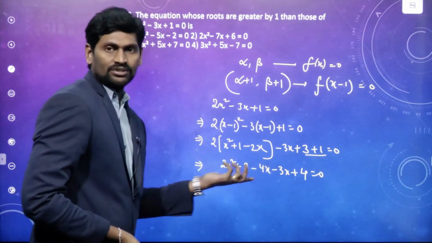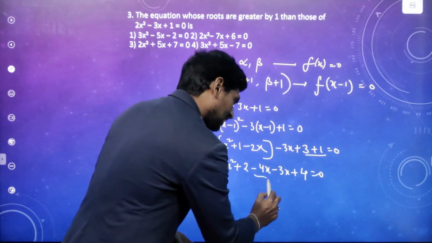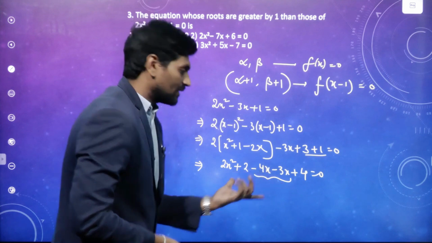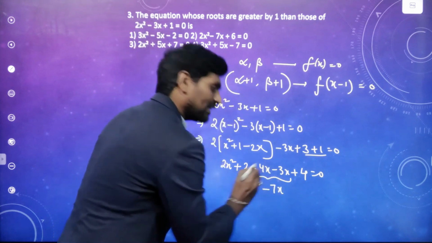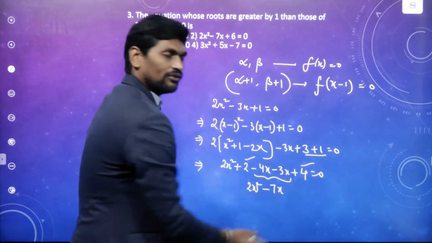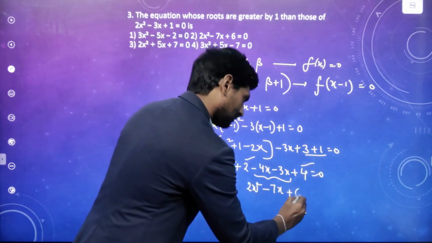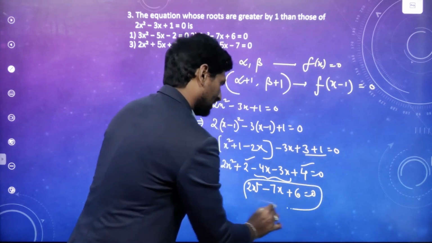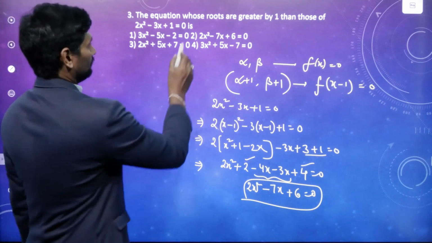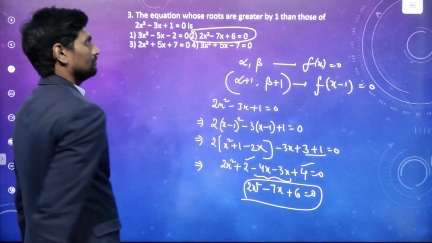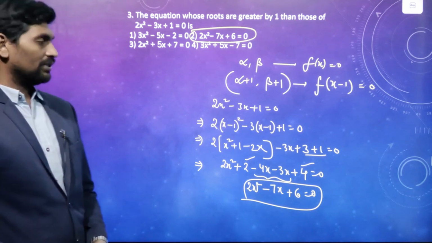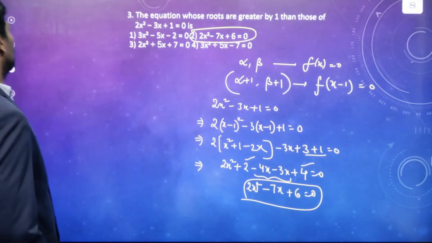Now check the similar terms. What are the similar terms here? Minus 4x, minus 3x. Both are negative symbols, so add with negative symbol: minus 7x. And here 2x square is there, and 2 plus 4 is 6. So our required equation is 2x square minus 7x plus 6 equals to 0. Please check it.